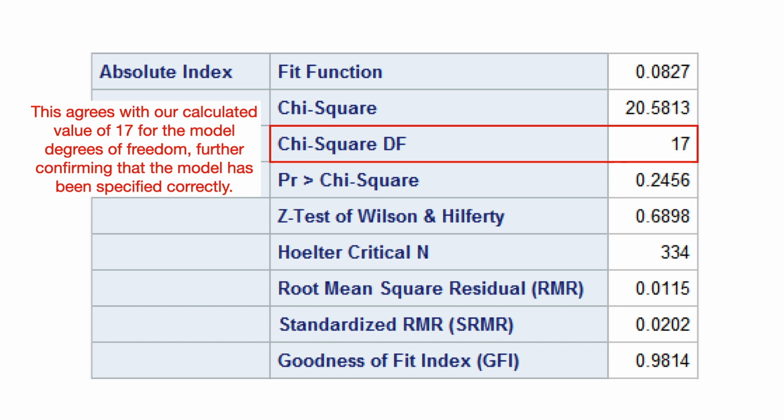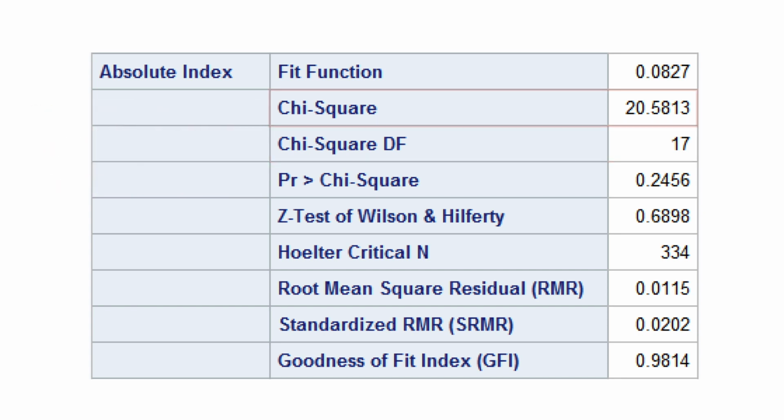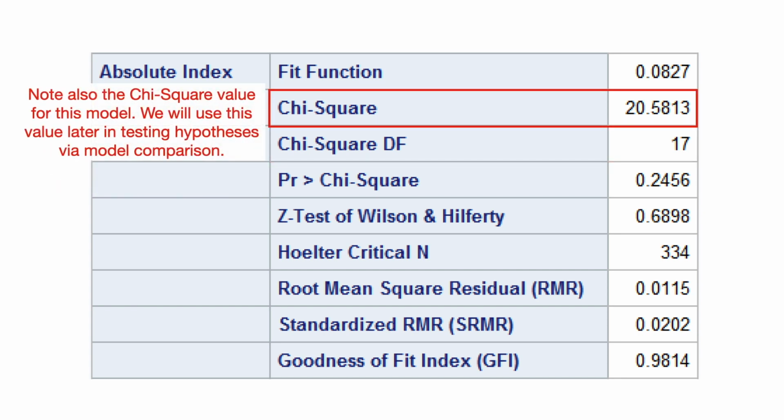Next, we have the absolute index, part of the modeling fit table. And in particular, we see here that we have 17 degrees of freedom. And this corresponds to the number of degrees of freedom that we calculated by hand previously. Now note also that the chi-square value associated with this model is 20.5813. We're going to use this later in testing hypotheses via model comparison.